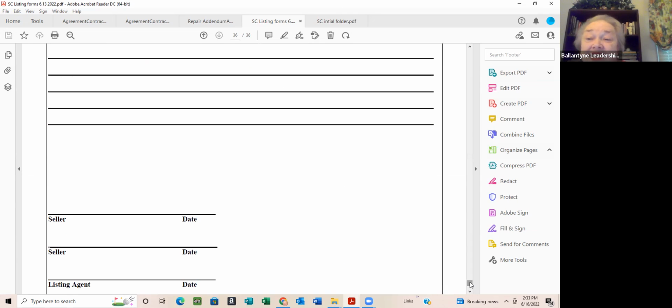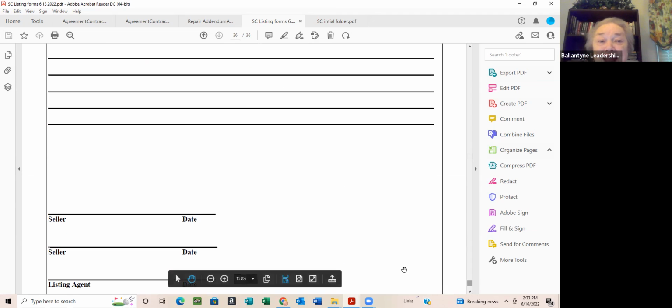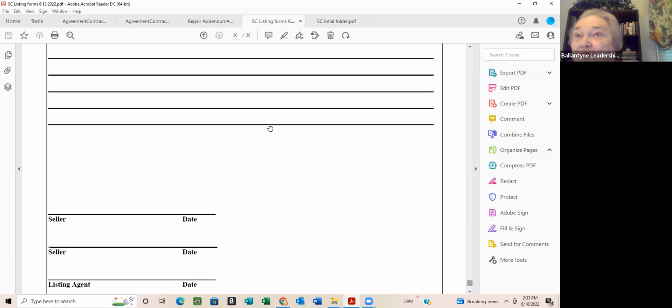Now, that basically covers our listing folder, the forms and all that we use with a South Carolina listing. But I want to go now to, let's talk about you being the listing agent and, hey, you've got an offer, you've got a contract, or you're getting a contract. These are the new forms. I want to go ahead and introduce those to you.